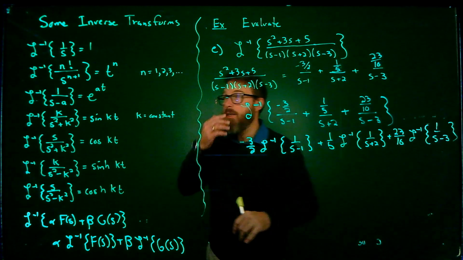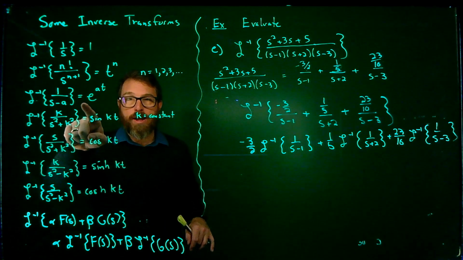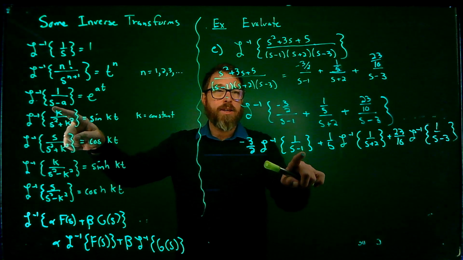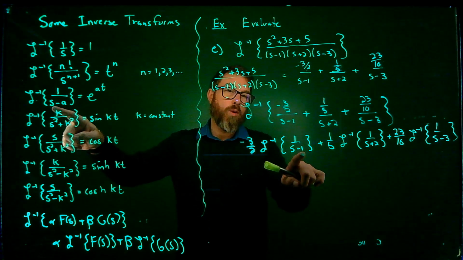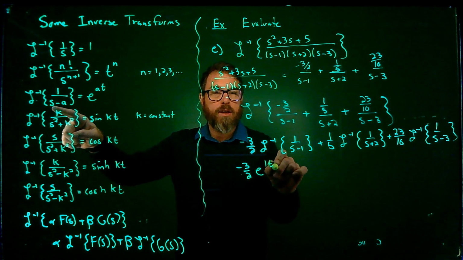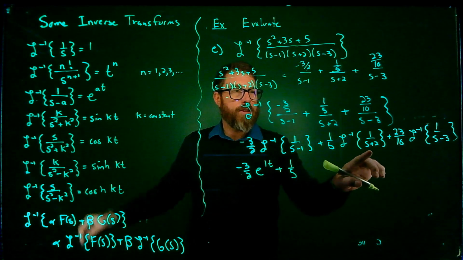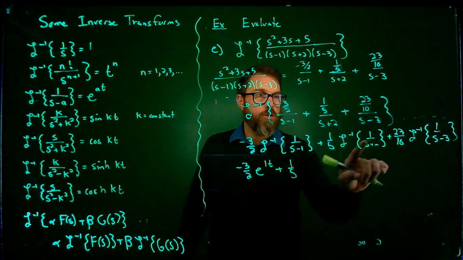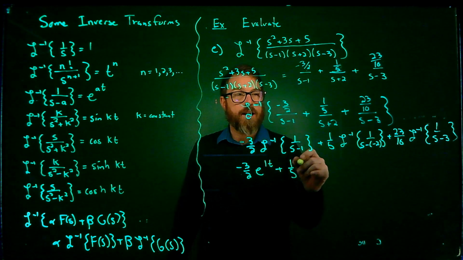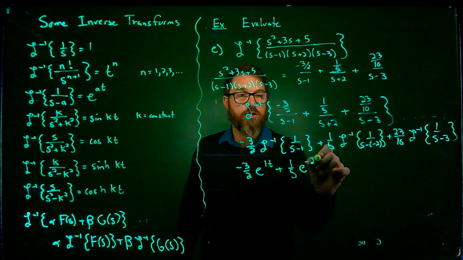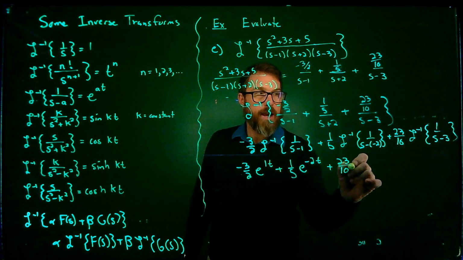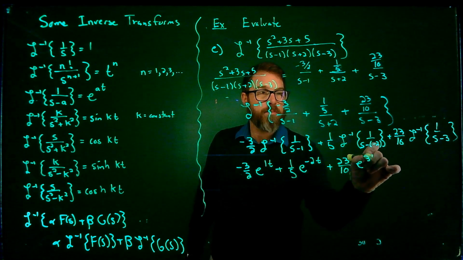And we can see that these are exponentials. So this is already of the form s minus a. Here a is 1, so this is going to be minus 3 halves e to the 1 times t, plus 1/5. Now this needs to be s minus a, so if I rewrite this as s minus a negative 2, we can see that a is actually negative 2, so this is e to the minus 2t. And then finally we have plus 23 over 10 times e to the 3t.